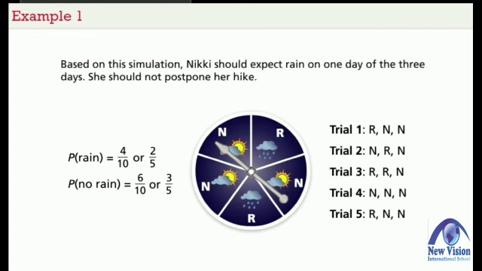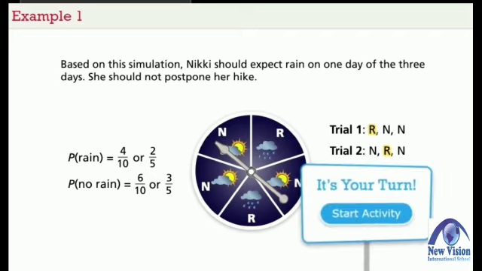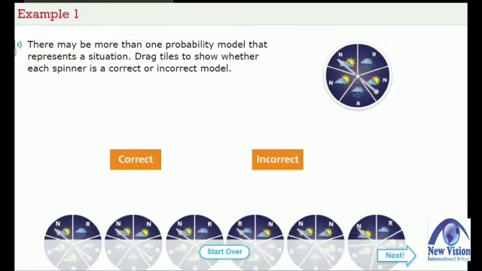Based on this simulation, Nikki should expect rain on 1 day of the 3 days. She should not postpone her hike. There may be more than one probability model that represents a situation. Drag tiles to show whether each spinner is a correct or incorrect model.